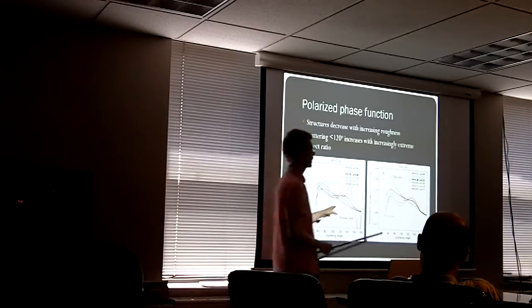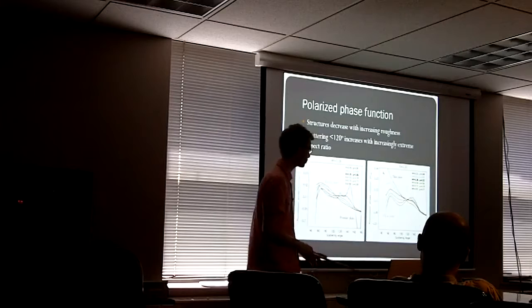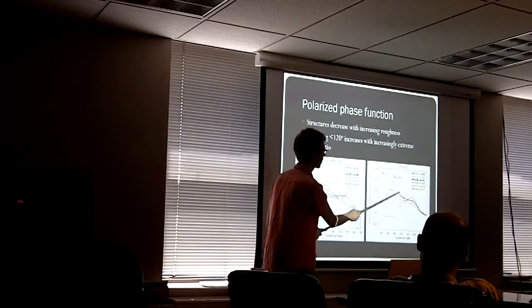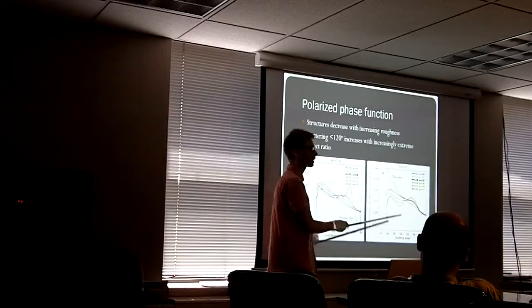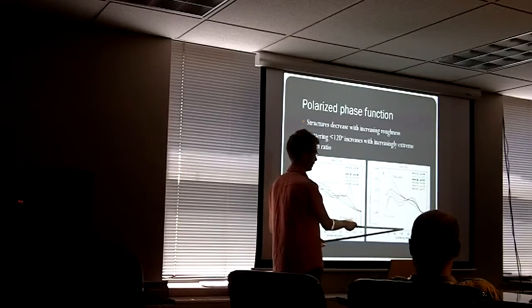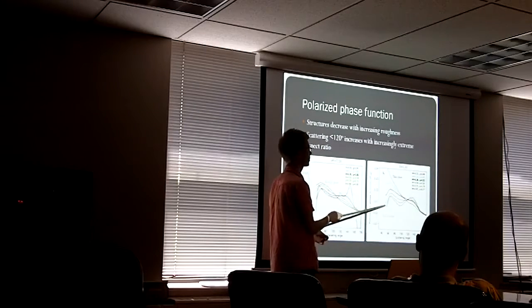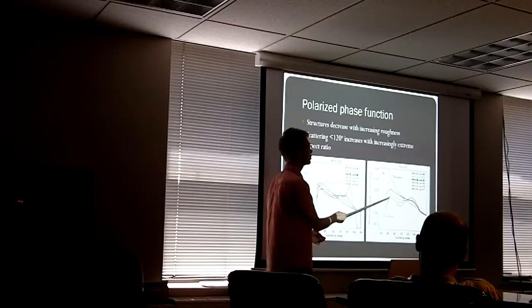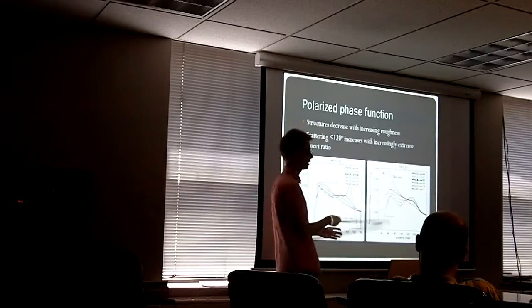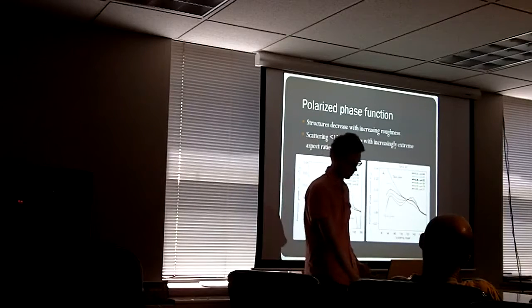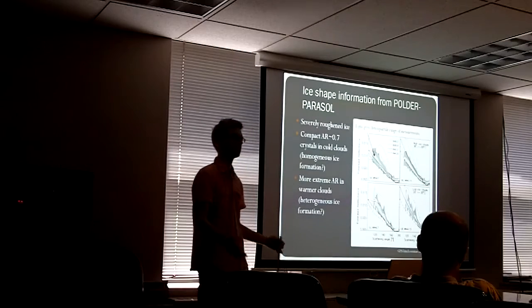And this is the sensitivity to aspect ratio. These are thin plates where the polarized reflectance is high around scattering angles smaller than 120. And for thicker plates you do see features and you have lower polarization at these scattering angles. So we can use this to get some information about the ice shape from the polar measurements.